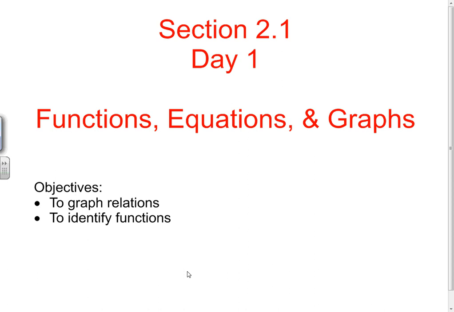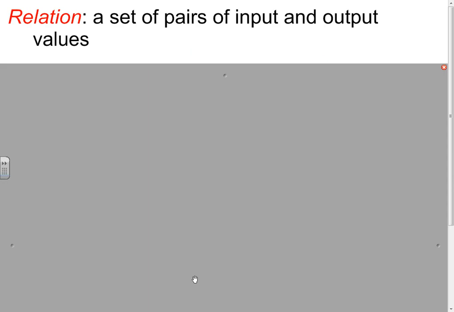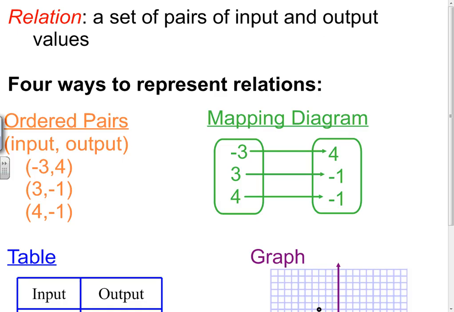Chapter 2, Section 1 is all about functions, equations, and graphs. A relation is a set of pairs of input and output values. So anytime that you have two pieces of information, one of them relates to the other, you call that a relation. There are 4 ways to represent relations.